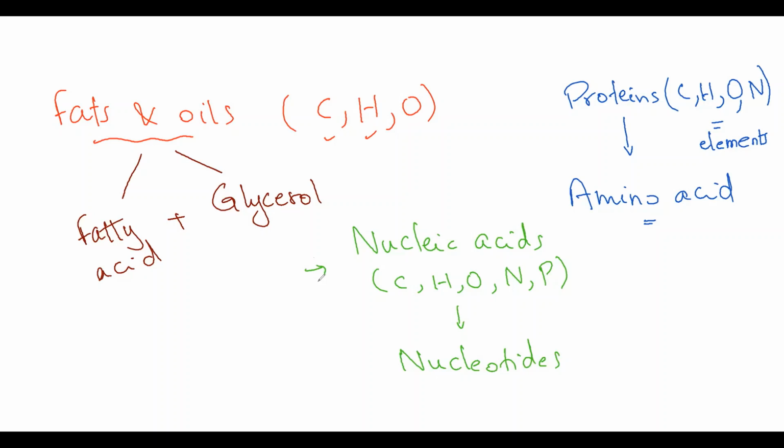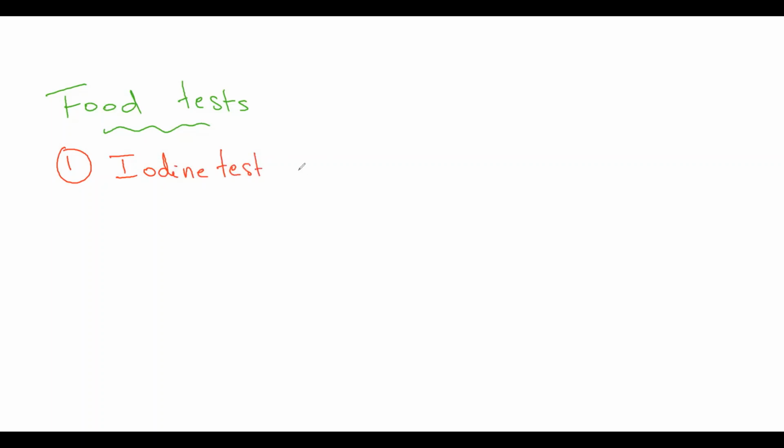Now, because these molecules, carbohydrates, fats, and proteins, are found in our food, there are some tests called food tests to investigate them. How can we test for these biological molecules? The first test is to test for starch, and this is called the iodine test. The color of iodine is yellowish brown.